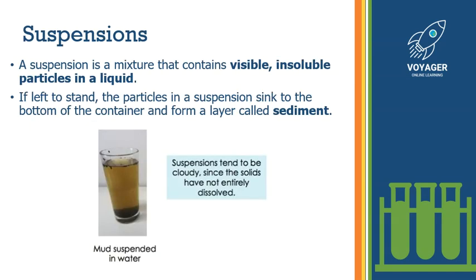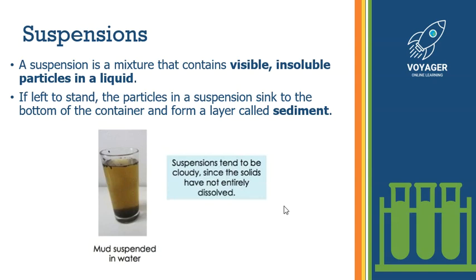The next kind of mixture is a suspension. A suspension is a mixture that contains visible insoluble particles in a liquid. Now, if left to stand, the particles in a suspension sink to the bottom of the container and they form a layer called sediment. And sometimes they will float to the top, as you can see in this example of a suspension, which is mud suspended in water.